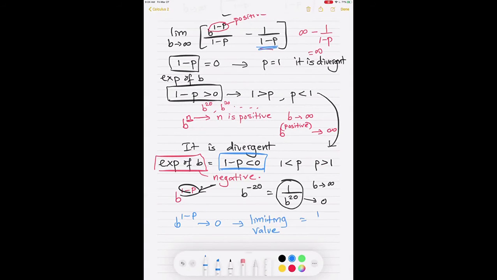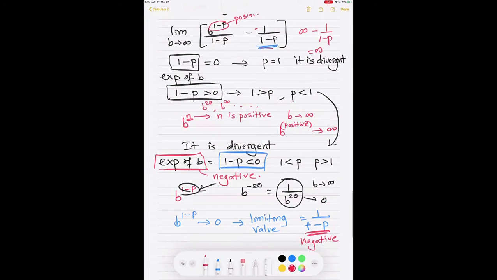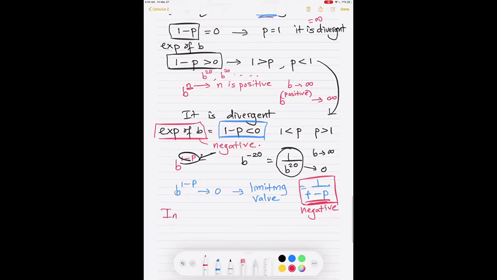will just be 1 over negative of 1 minus p, which I'm just going to say is p minus 1. But I'm just going to let it roll like that. That's going to be 1 over 1 minus p. But remember, this 1 minus p is negative. Negative of the negative here is going to make it positive, and the answer is going to be 1 over 1 minus p, which means this integral is convergent.